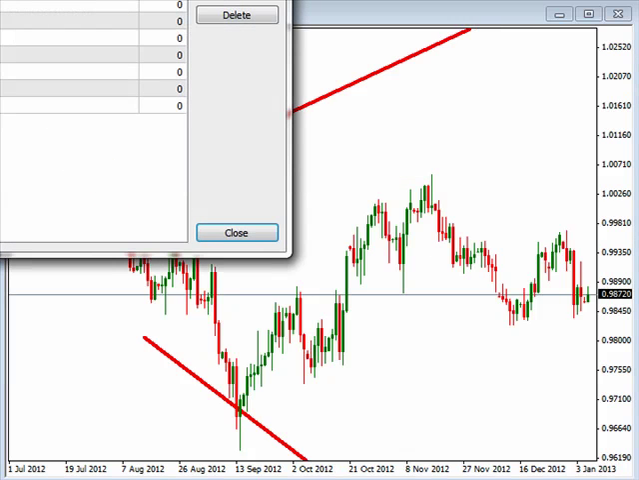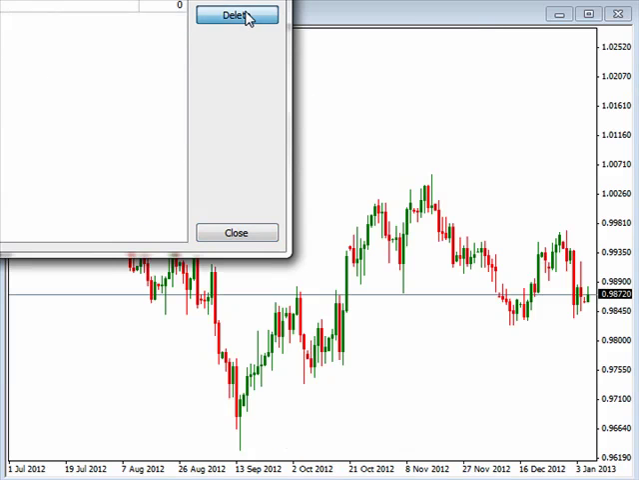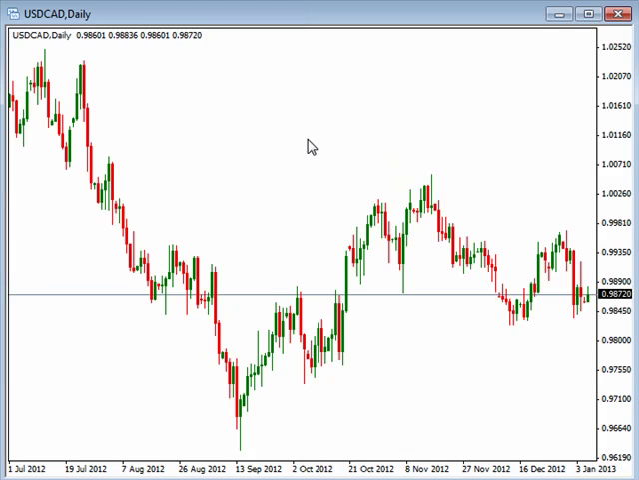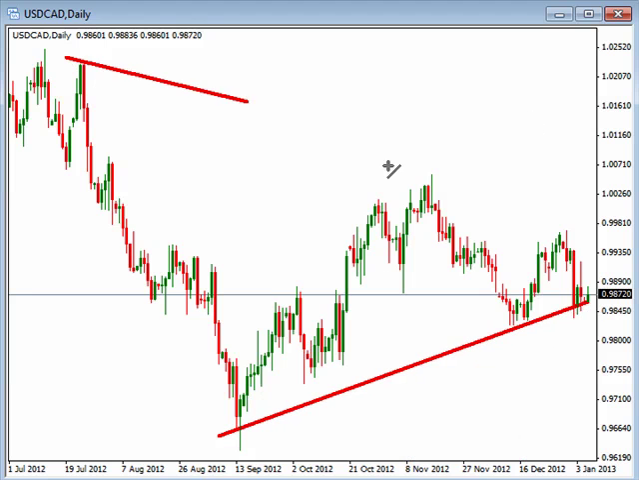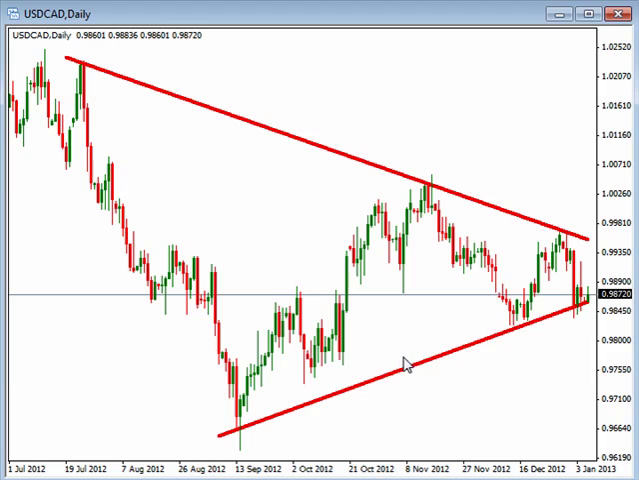US CAD. Here we've got some of my lines here. Some wedging, so to speak, in here, really forming a triangle. So again, looking for a move above the highest high of the last three, which in this case would be up here, but waiting for that to come back down and settle is really what we're looking for.